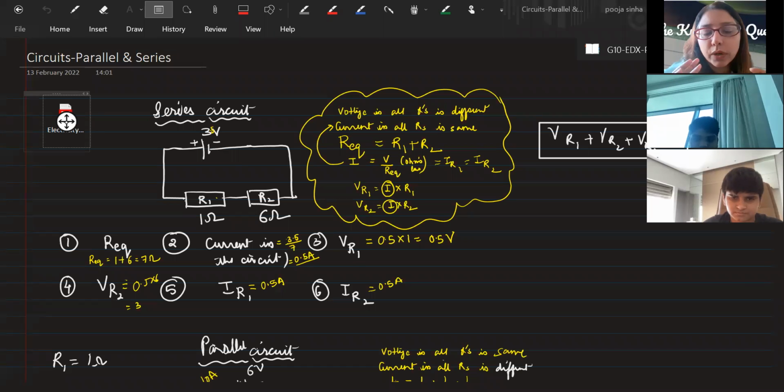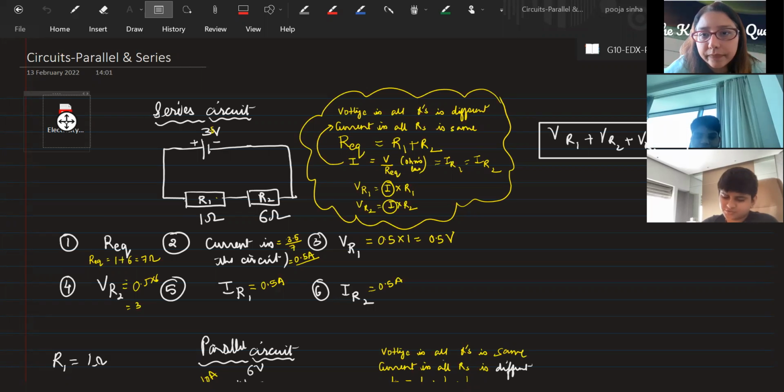So first thing, what is inside an atom? The subatomic particles. Aniket, can you name the subatomic particles? Protons, electrons, and neutrons.